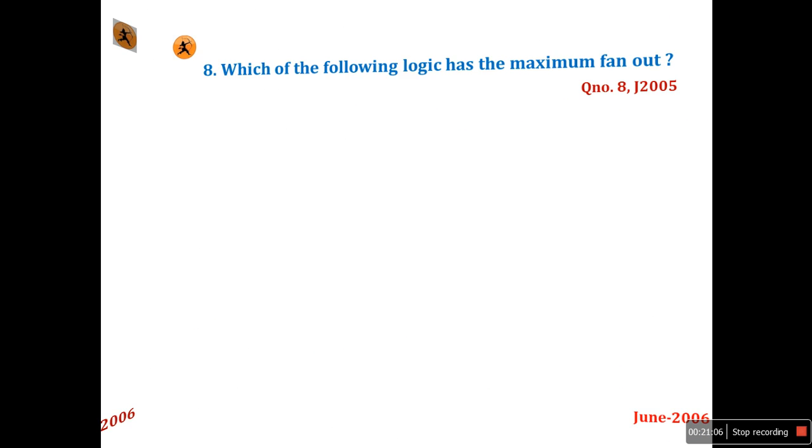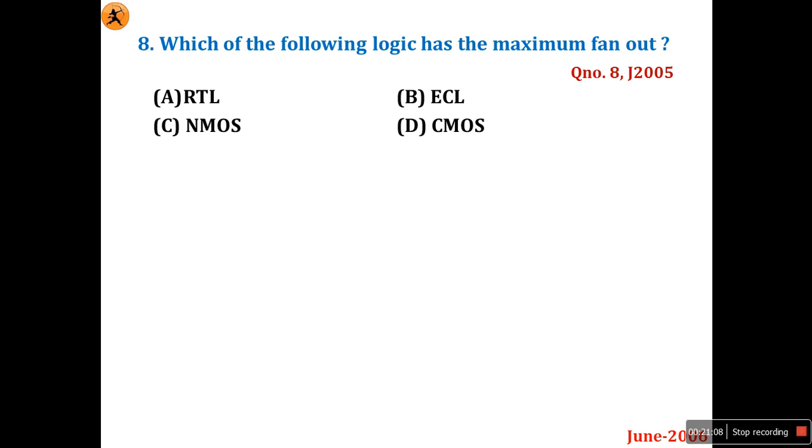Okay, now come to the 8th question. Which of the following logic has maximum fan out? It's a definite question in almost all. Just look at this, question number 8, June 2005. The same question was asked; this repeats next year. So maximum fan out is CMOS. I have explained in detail in the June 2005 question part 1 video. So please go through it.